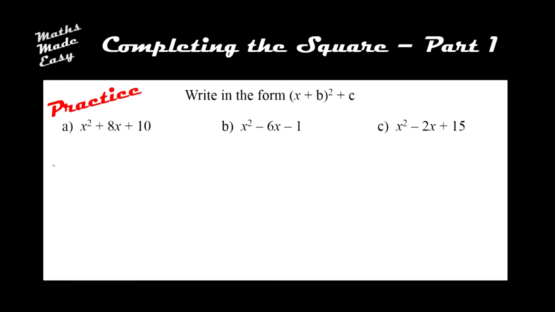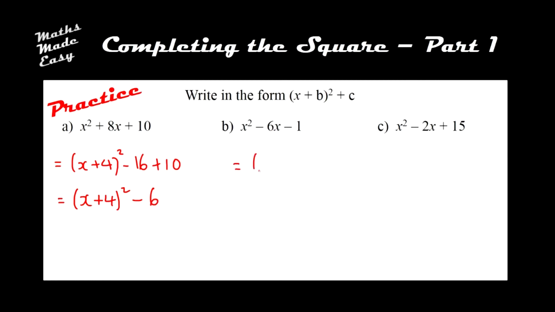Okay, this first question then, and you need to go for x plus 4, because that's half of 8, all squared. 4 squared will give you 16, so you take that away, and then you put plus 10. And then negative 16 plus 10 is negative 6.